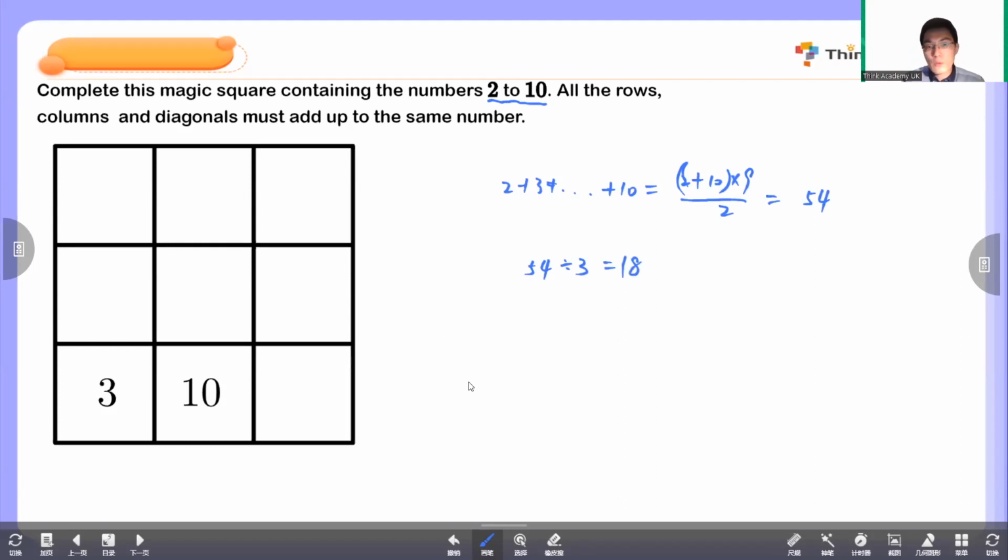And that will give us the magic sum. But you find that we can only find the number that should fit into this cell, which is 5. So 3 plus 5 plus 10 is 18. And we can't go any further, which leads us to the second key point today.